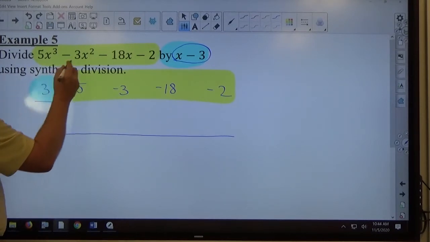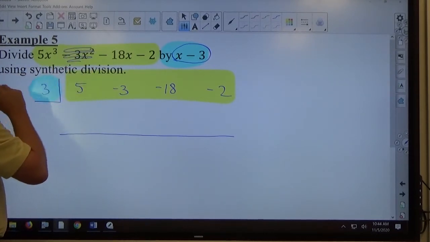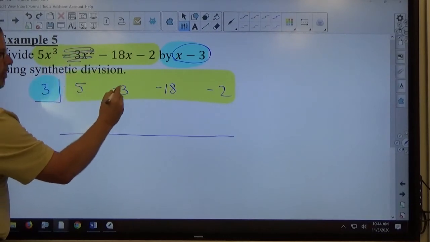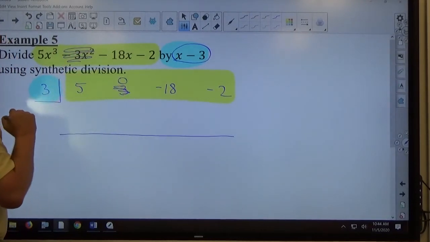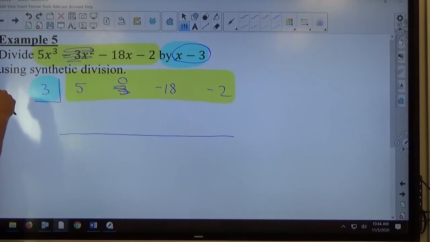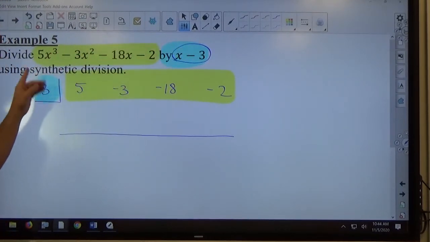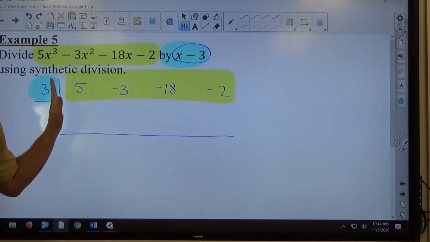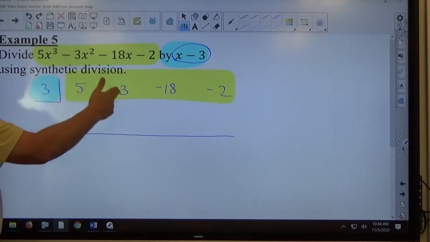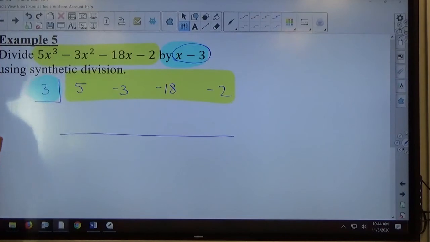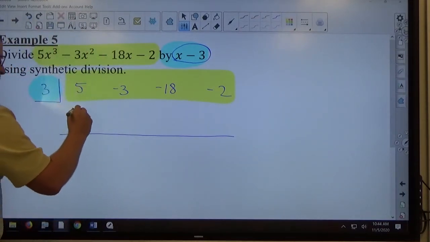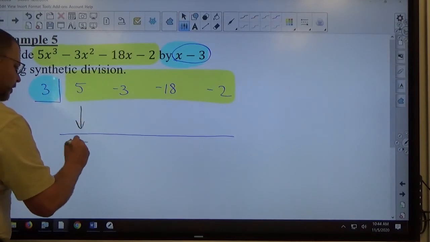If, for example, this weren't there, if that just said 5x cubed minus 18x, this would now be a 0 here. If something's missing, you must put a 0 to account for it. If you don't put the 0, you'll get the wrong answer. All right. Notice I didn't write any x's. I simply wrote the numbers. Whatever makes this equal 0 goes here, and whatever the signs and numbers are here go there. 5's positive, 3's negative, 18's negative, 2's negative. The final step of the setup is whatever this number is, you put a little arrow there and put it underneath the bar.